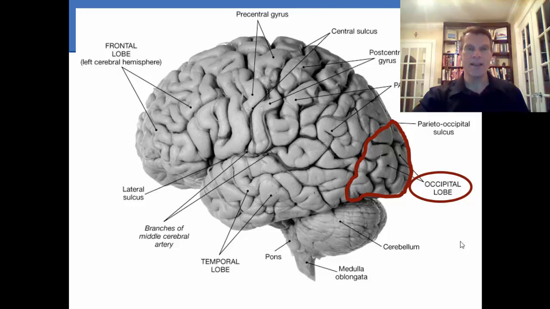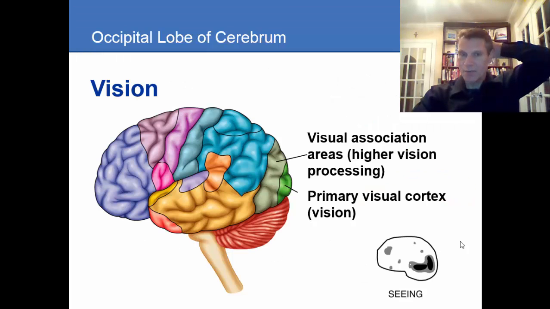The back of our brain is the occipital lobe. The occipital lobe is right here behind your brain. The occipital lobe is responsible for our sense of vision. You can see in the diagram to the lower right, when we are seeing something, the part of our brain that is active is the rear part of the brain, our occipital lobe. It's shown in green here in this diagram.